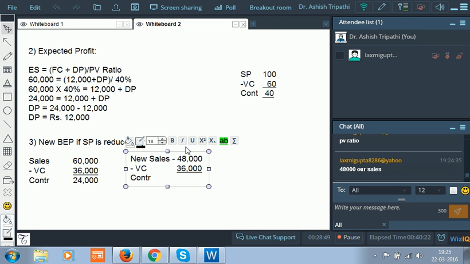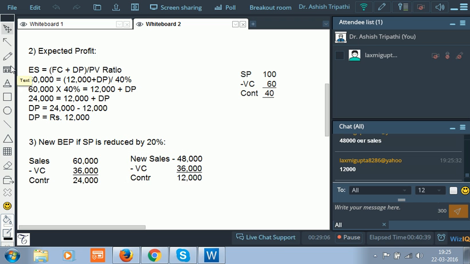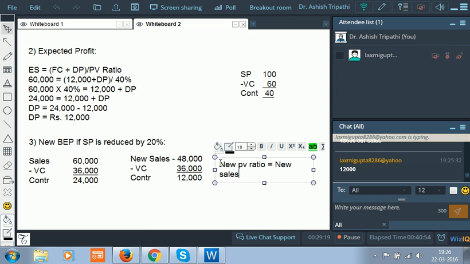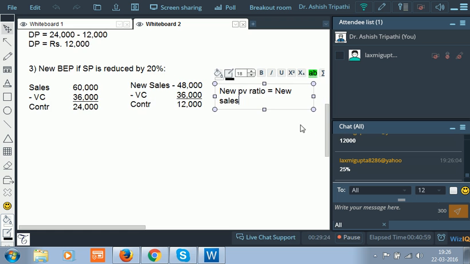So now in this case, your contribution will be how much? So let us calculate. 48,000 minus 36,000. We will get 12,000. Now let us calculate our new PV ratio. New PV ratio is equal to new sales. Let me take this down.